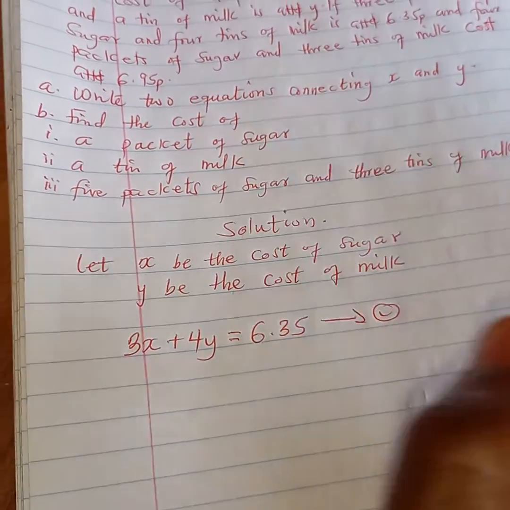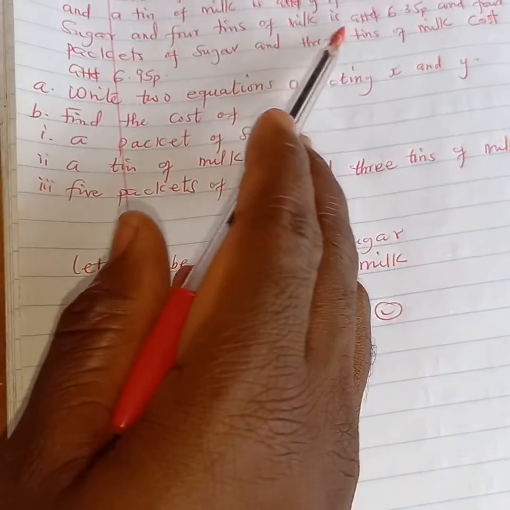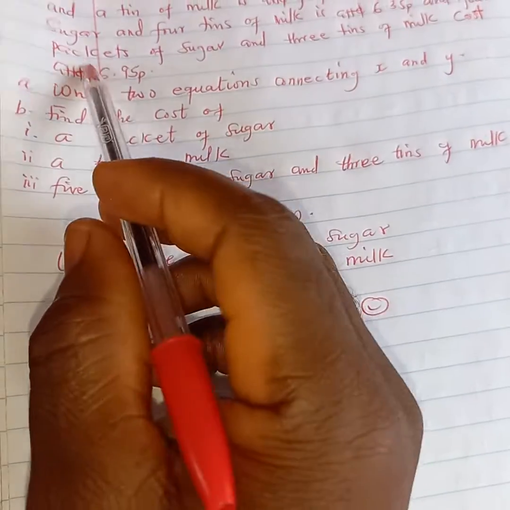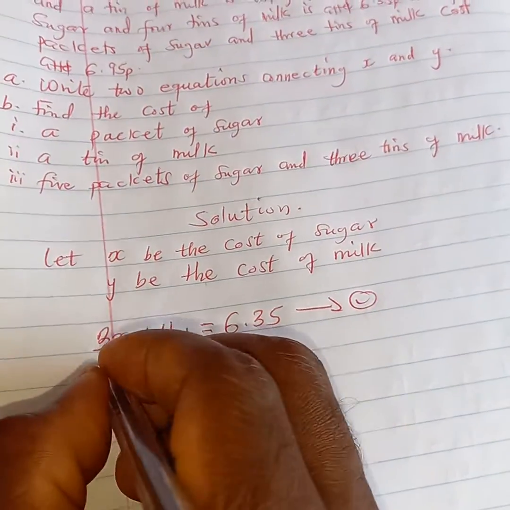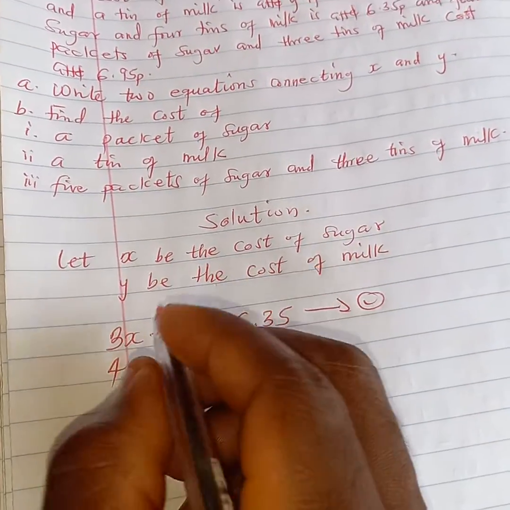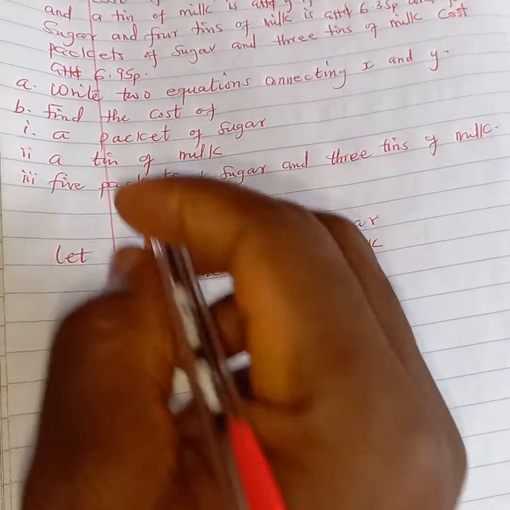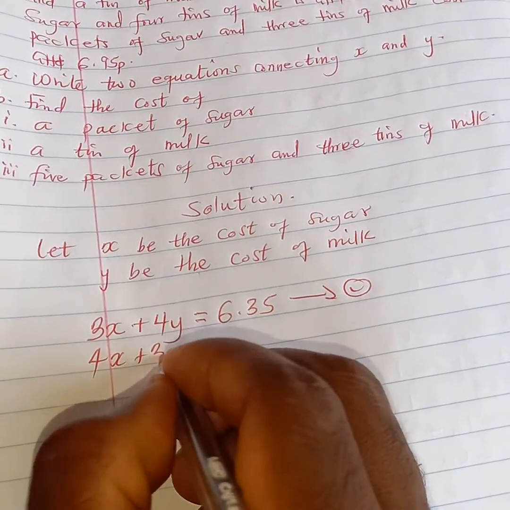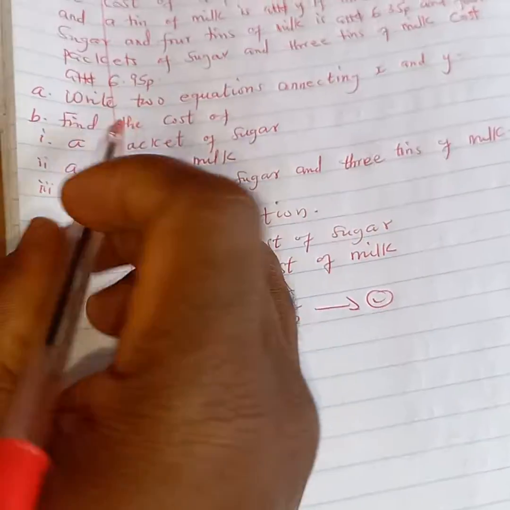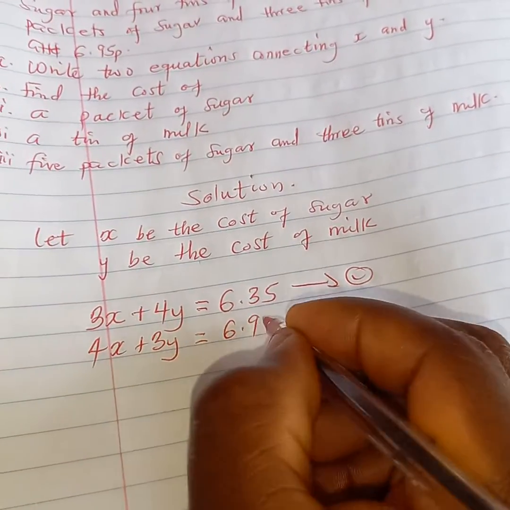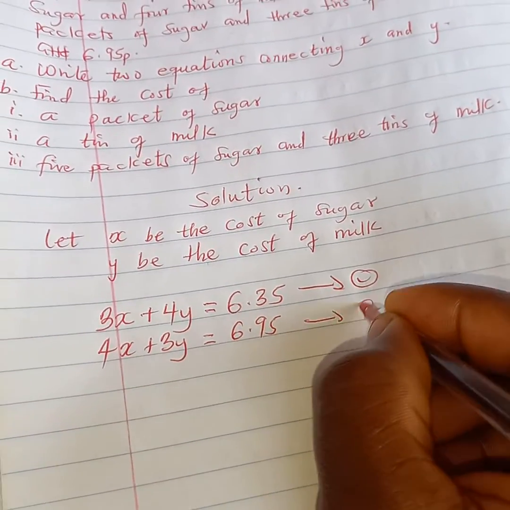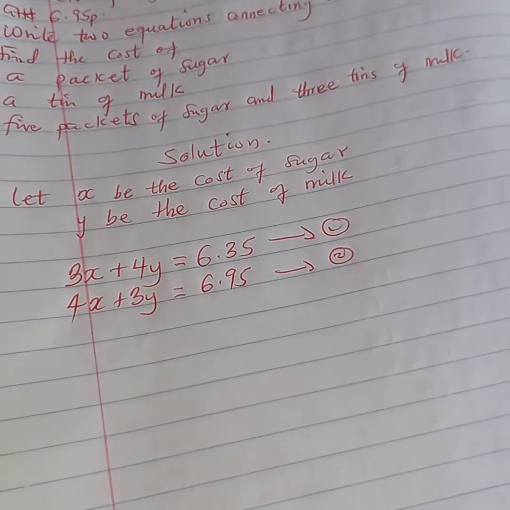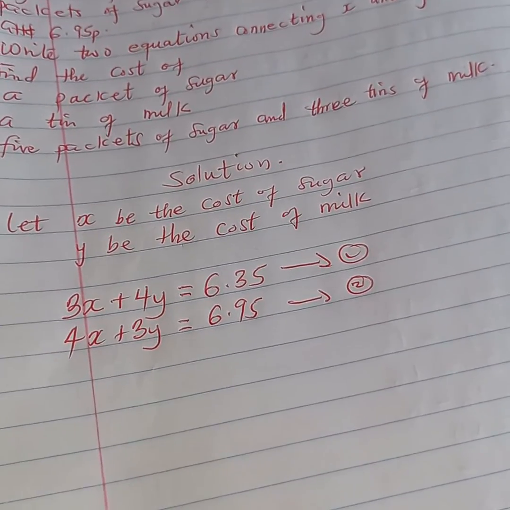Now let's continue. It is also saying that 4 packets of sugar, so we have 4x, plus 3 tins of milk, so 3 times y, is equal to 6 cedis 95 pesewas. Equation 2. This is what we are going to get.